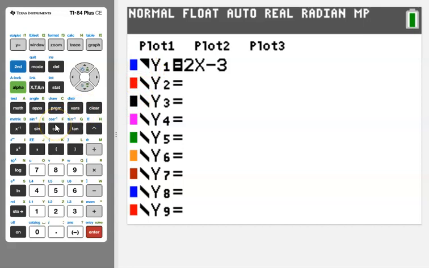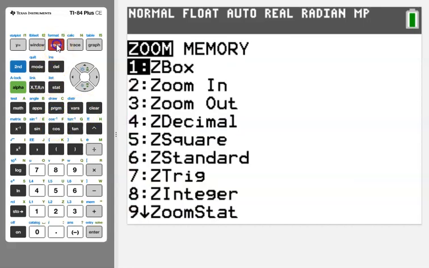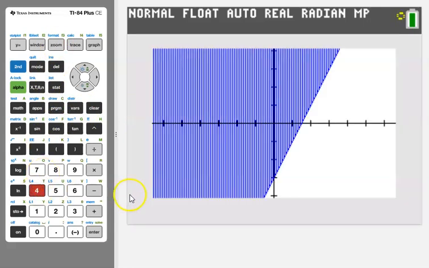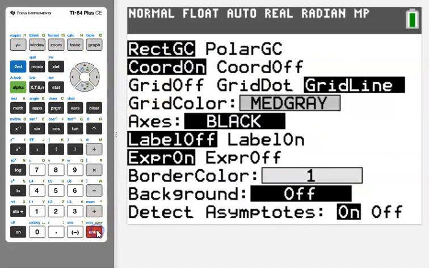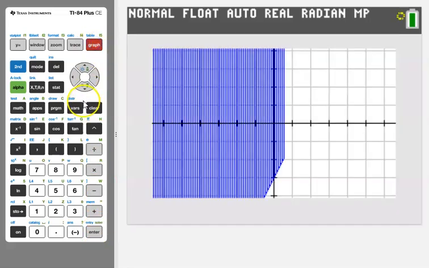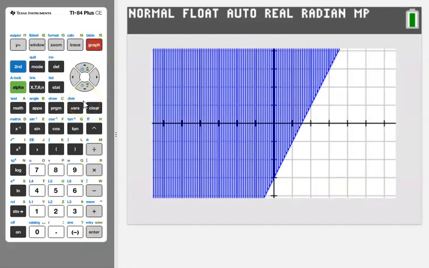All right, next we're going to use Zoom 4 for our graph. Now, in this particular graph, you'll notice that my grid lines are turned off, and I really want them on because it's nice to use those to help us figure out the coordinates for ordered pairs. So type second zoom, and on the third row, at the end, highlight grid line and type enter. When you type graph, it will apply grid lines to your graph.